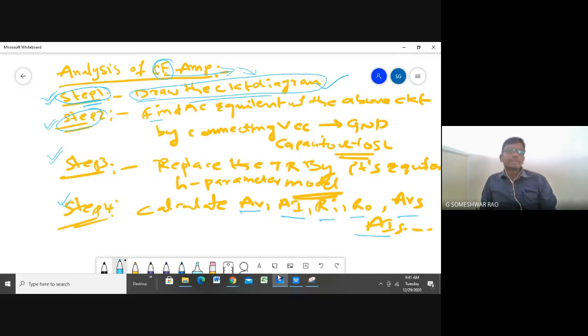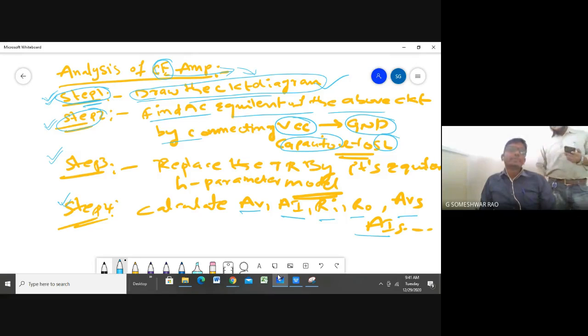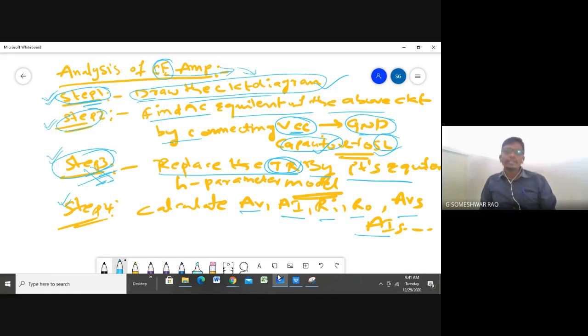What is step two? Step two is to find the AC equivalent of the above circuit by connecting VCC to ground and making the capacitor a short circuit. Are you following what I am trying to say? Yes, sir. Step three, everybody, this should be there in your notes. Step three is to replace the transistor by its equivalent H parameter model.